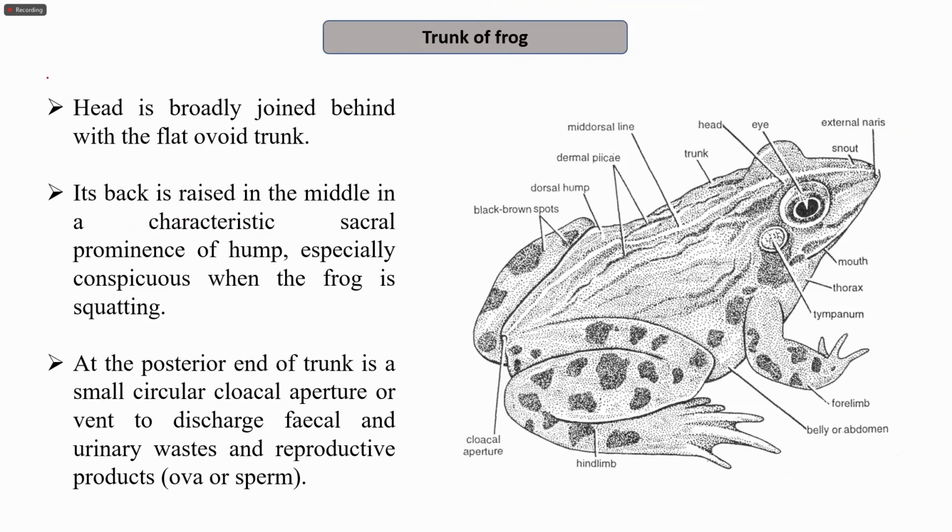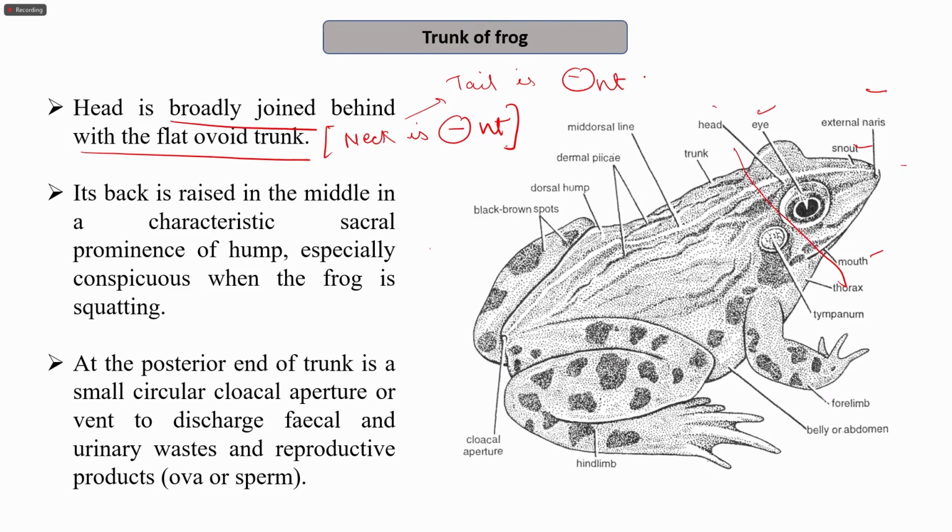So the head is broadly joined behind with the flat ovoid trunk. You can see here that the head is joined with the flat ovoid trunk. This complete structure is the trunk. The eye, external nares, snout, mouth, etc. are part of the head, and then the remaining body is the trunk. Neck is absent. Also, tail is absent. So neck and tail are absent.